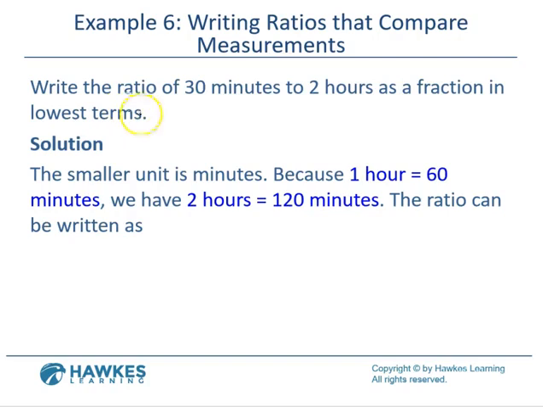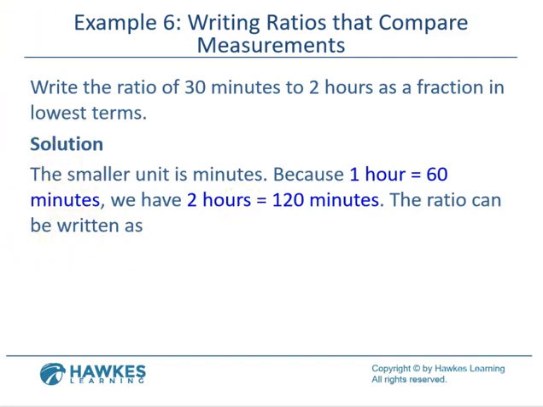Okay, let's look here. Write the ratio of 30 minutes to 2 hours as a fraction in lowest terms. Notice the smaller unit is minutes, because 1 hour equals 60 minutes, so we have 2 hours, which is 120 minutes. So we've got to be very careful in how we write this, because if you just do it as 2 minutes to hours, it doesn't make any sense. Let me show you what I mean.